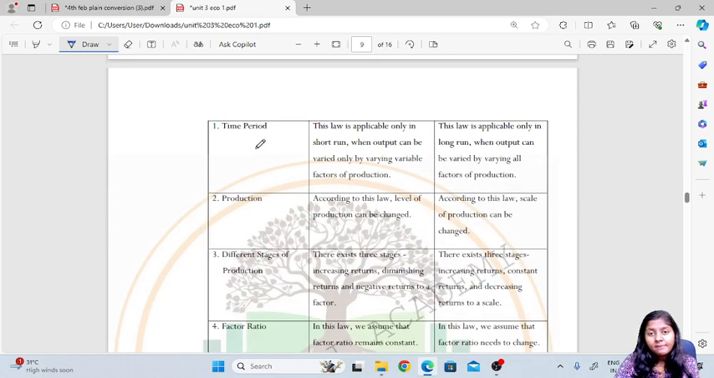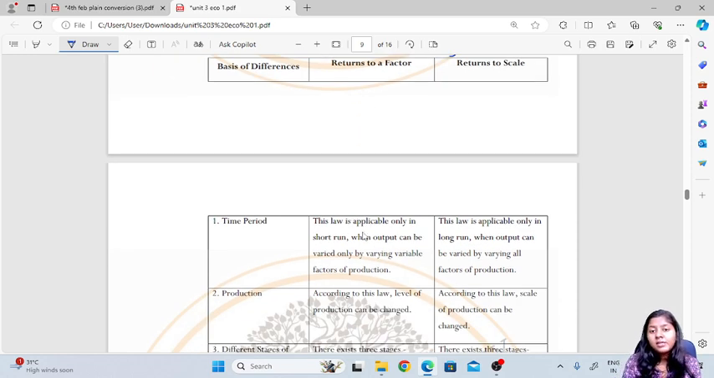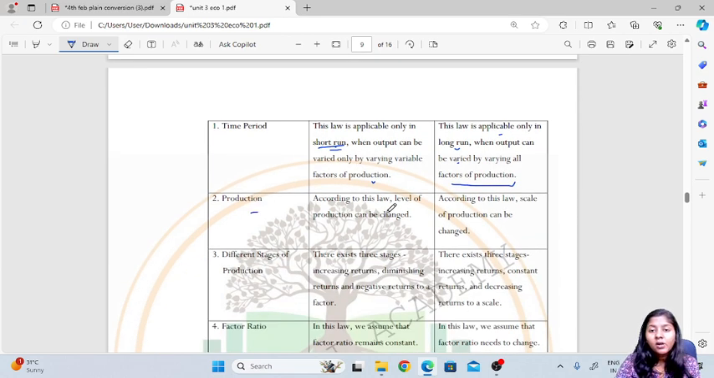With regards to time period, the law of returns to a factor is applicable only in the short run, when output can be varied only by varying variable factors of production. The law of returns to scale is applicable only in the long run, as we have seen, when output can be varied by varying all the factors of production. With regards to production, according to returns to a factor, the level of production can be changed. But according to returns to scale, only the scale of production can be changed.